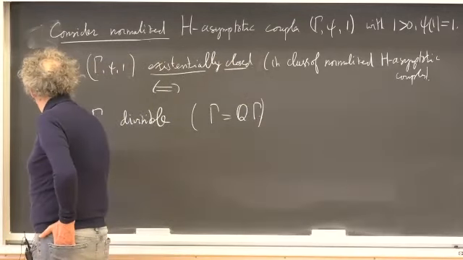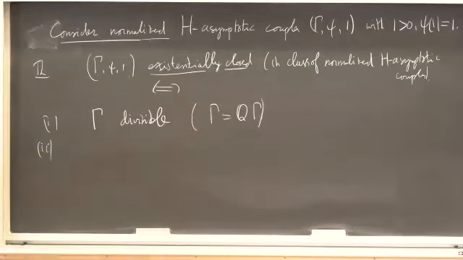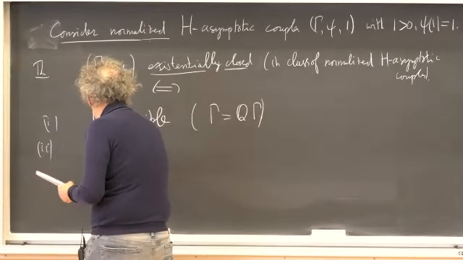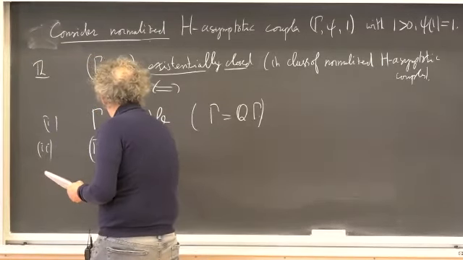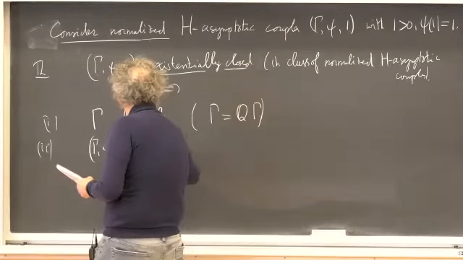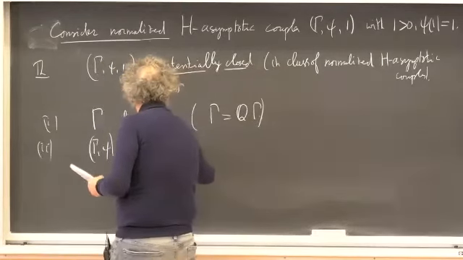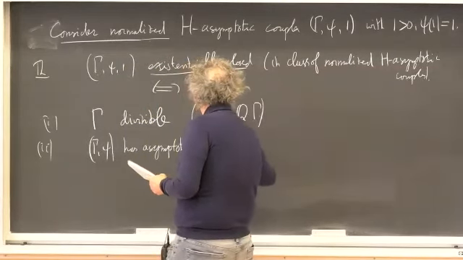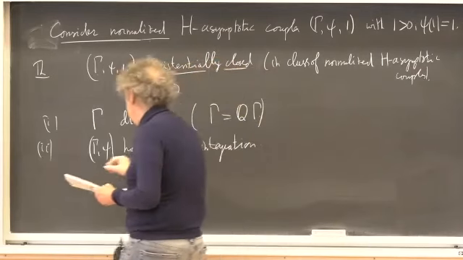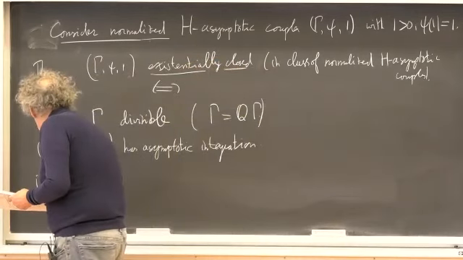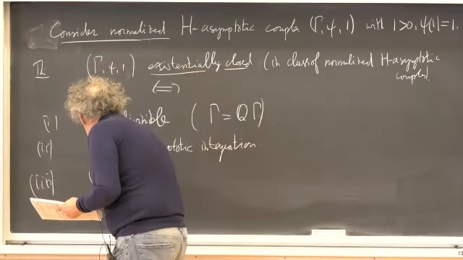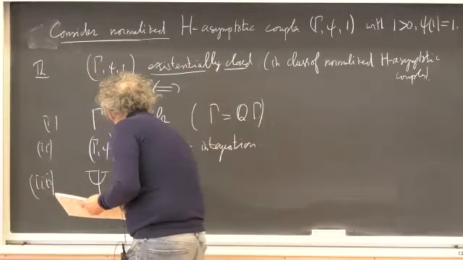Secondly, you have asymptotic integration. Gamma psi has asymptotic integration. And 3, the psi set is downward closed.